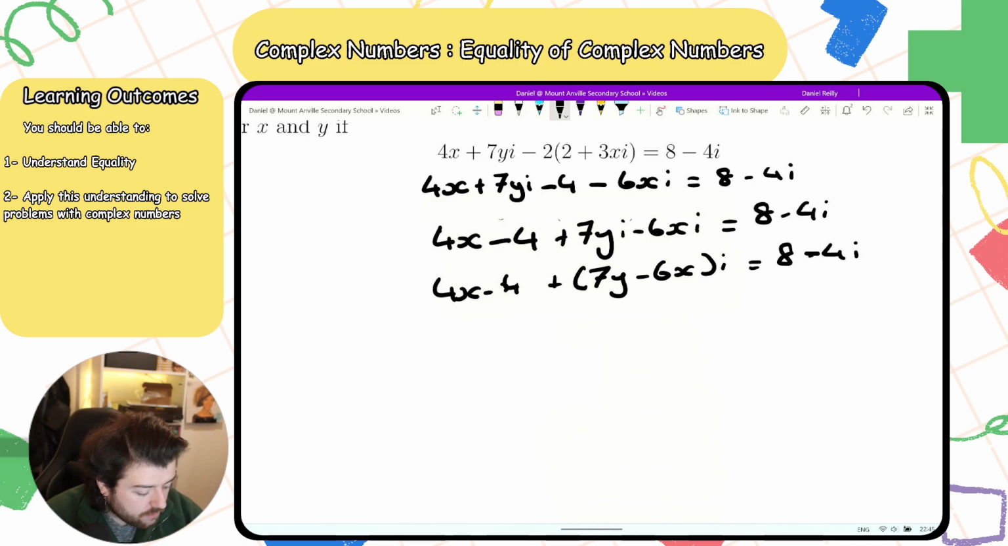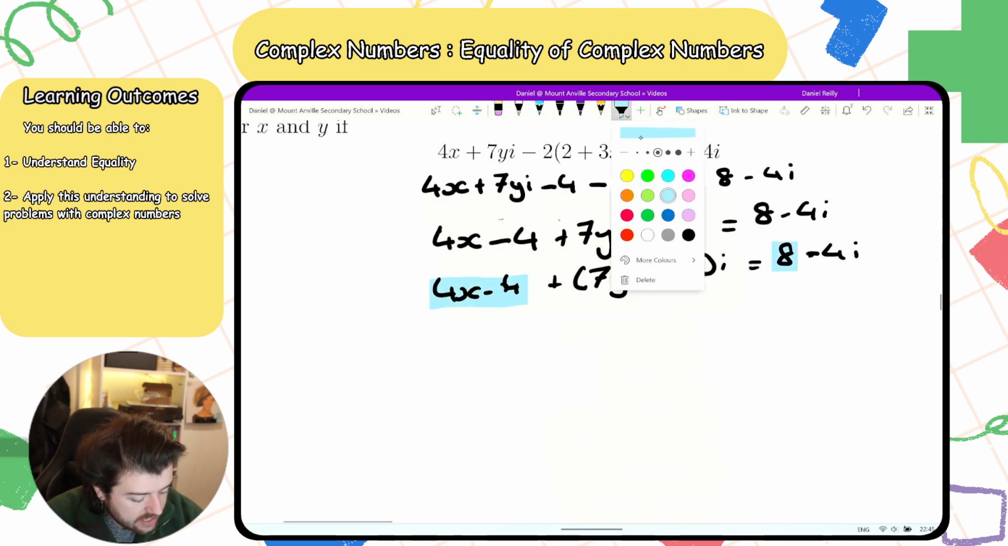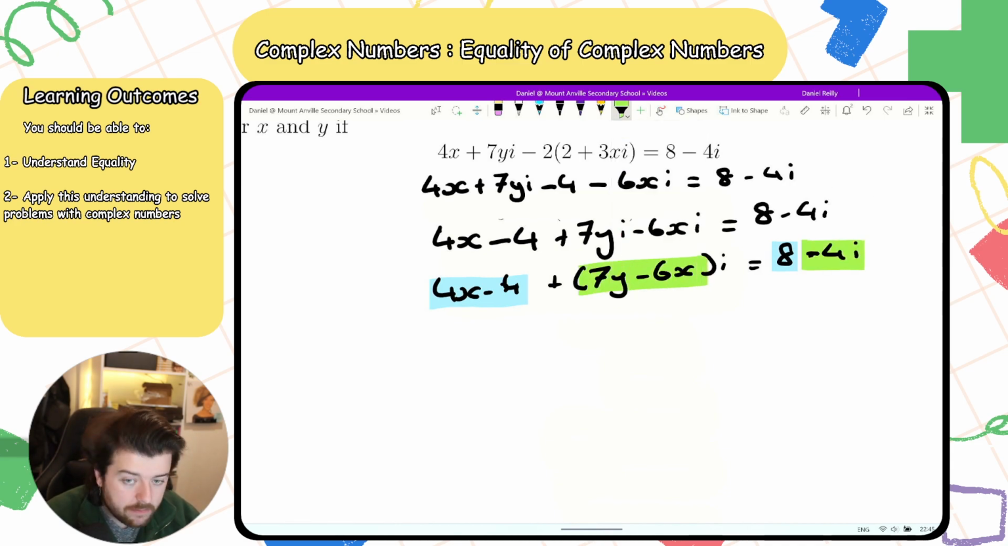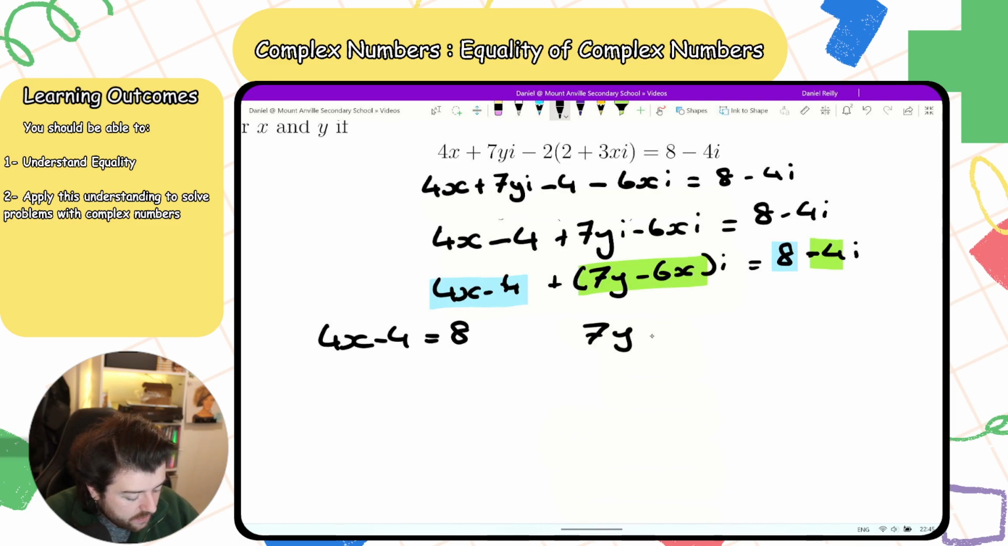So therefore, real, imaginary. So 4x minus 4 is going to be equal to 8, and 7y minus 6x is going to be equal to minus 4. So real with real, imaginary with imaginary. So now I can make two equations. 4x minus 4 is equal to 8, and 7y minus 6x is equal to minus 4.